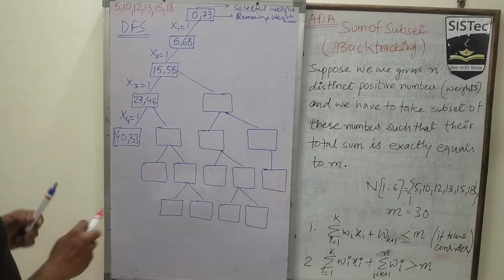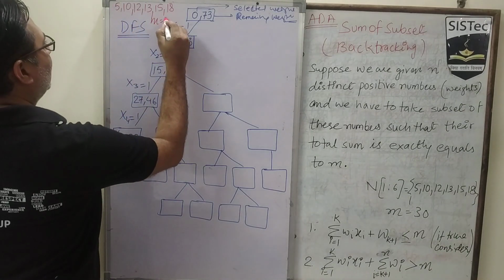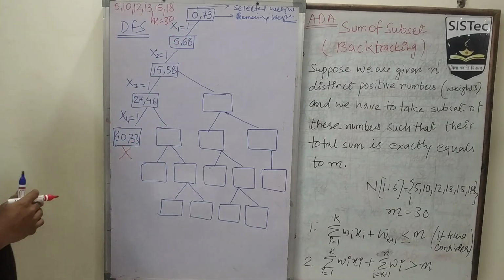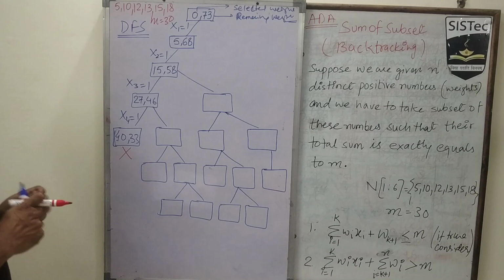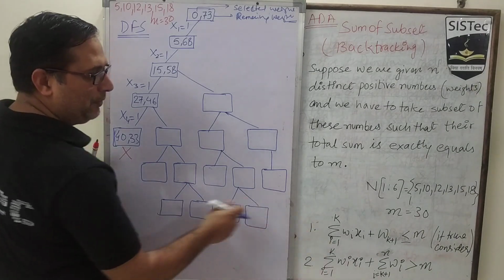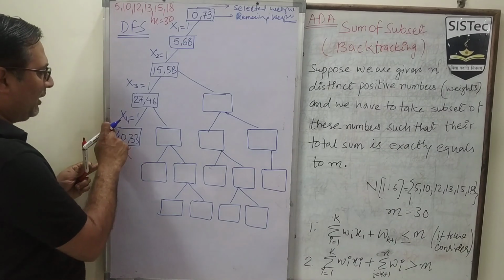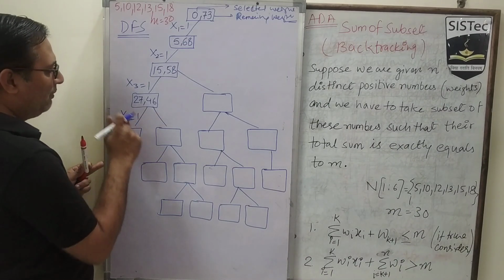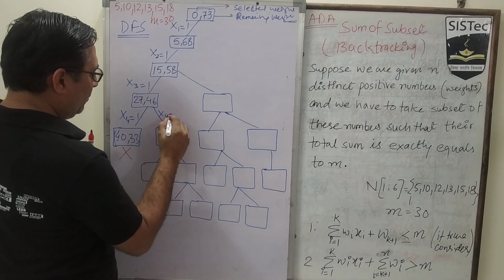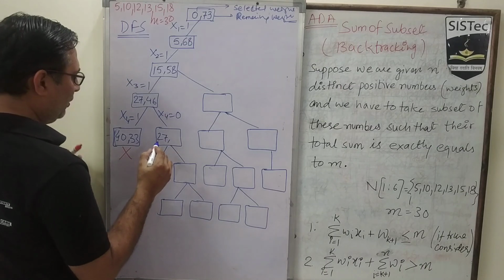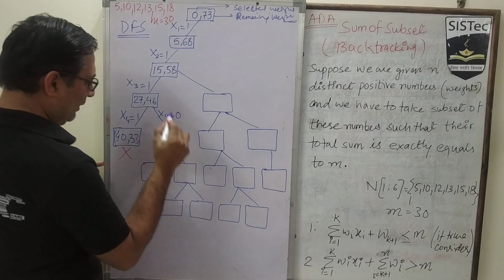Now you can see our m was 30. As it exceeds 30, we will just discard this. We will not explore these possibilities further. That is why the bounding function comes into the picture. We will not explore this tree further. And as per the concept of backtracking, we will go to the previous one, discard this x4 and see the situation 27, 33.